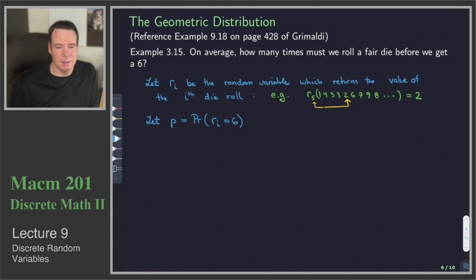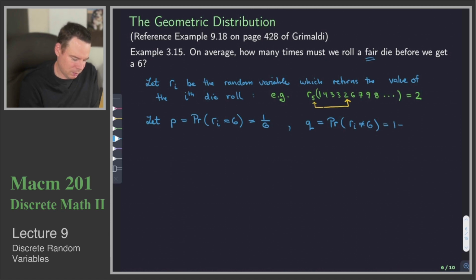So what is the probability of getting a 6 when I roll the die for the ith time? That's just the probability of getting a 6 when I roll the die, assuming it's a fair die, and it is, because we said so. A fair die means all numbers are equally likely to occur. Then the probability is 1/6. The other thing we want to record is the probability of not getting a 6 on the ith roll. Well, that's the complement of getting a 6, so this would be 1 minus P, or in other words, 1 minus 1/6, which is 5/6.